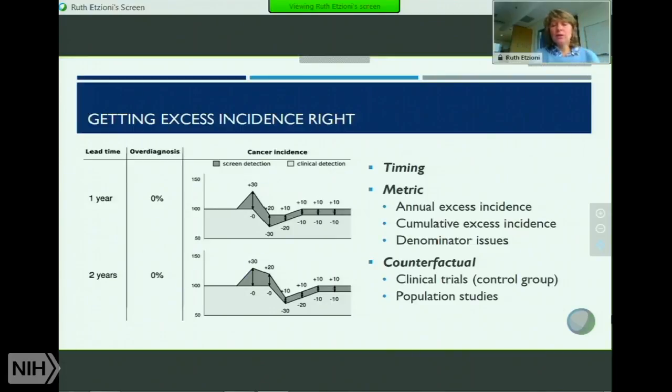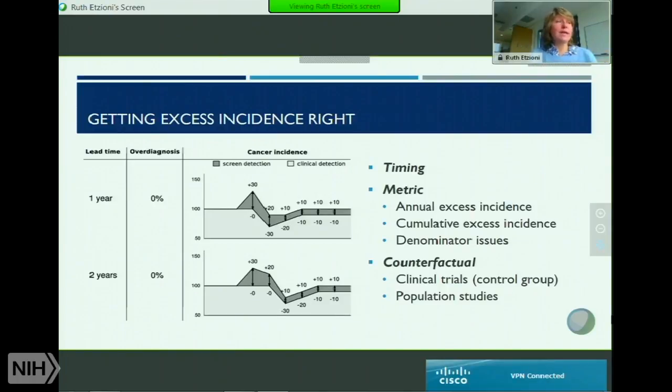The first is timing. We know from the previous slide that there is a bump in incidence. There is excess incidence even in the absence of overdiagnosis early on when a screening test is introduced. This suggests that we need to think about the timing of estimation when we're using excess incidence. And then we need to think about the metric, the measure for estimation. And I'm going to particularly talk about measures that are cumulative, that look at a cumulative measure of excess incidence, or kind of an annual measure, a point measure of excess incidence.